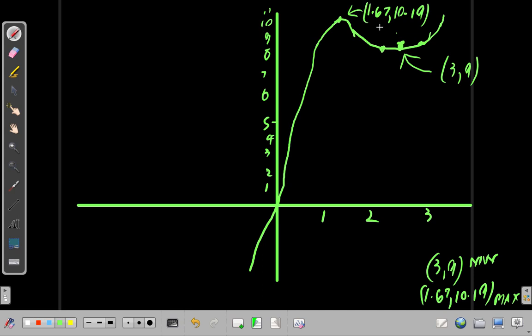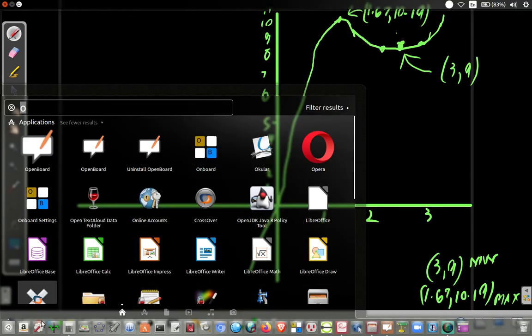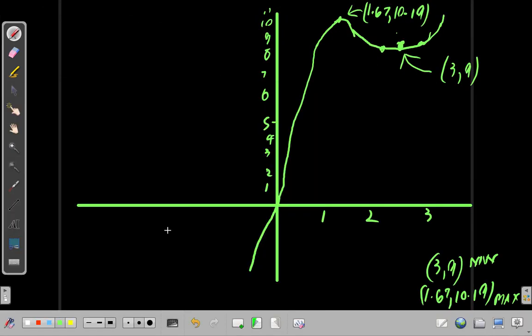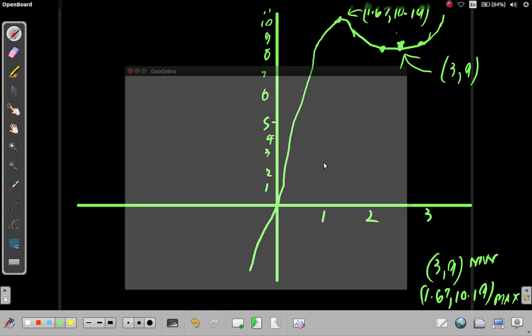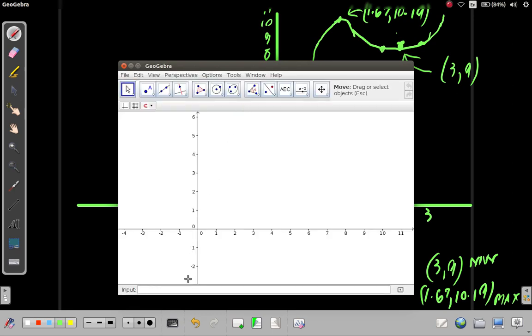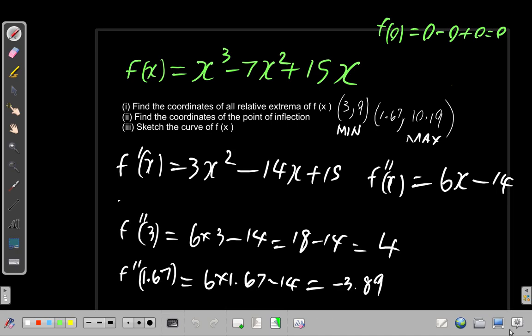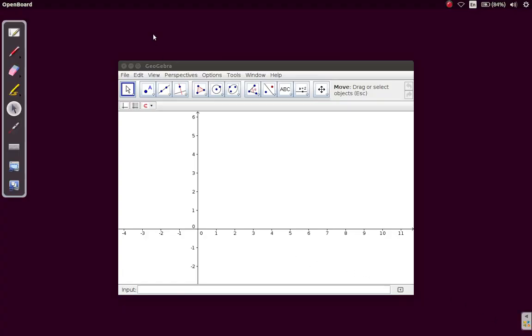Let's put this to a test. Suppose we should use GeoGebra or graph plotting software to plot the graph. Would it look like this? Well, let's test it out. Okay. What was the original function again? x cubed minus 7x squared.